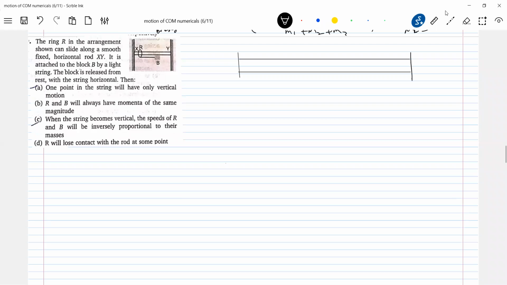There's a rod, and this is the ring. There's a block B, block A, that one. A ring of, let's assume that some masses, M1, M2, length of the string, let it be L. There's a rod.